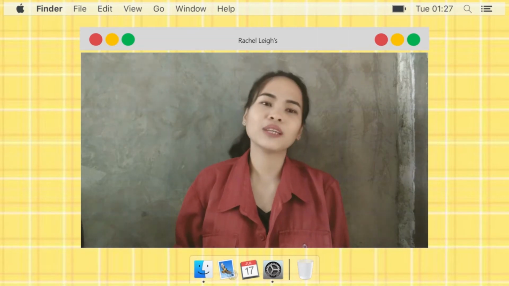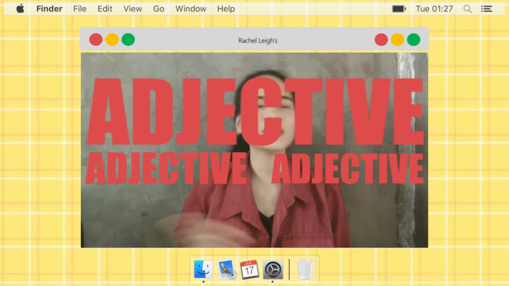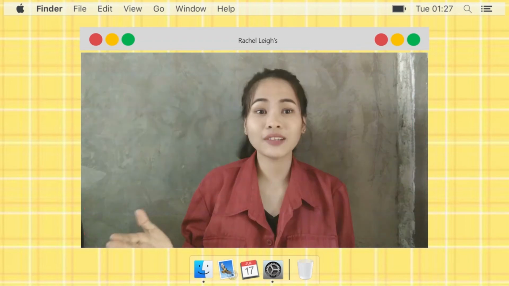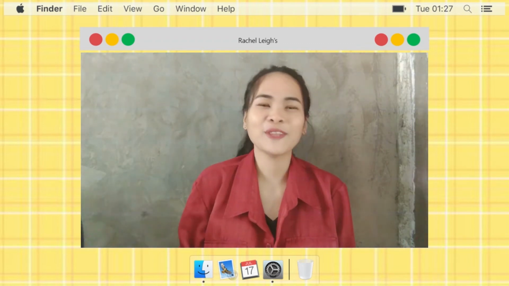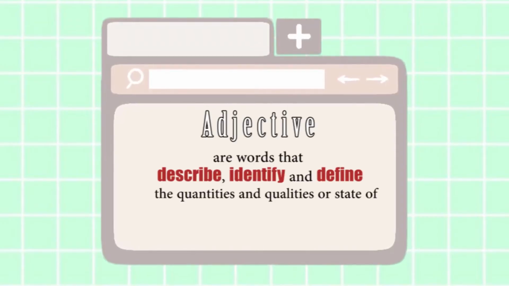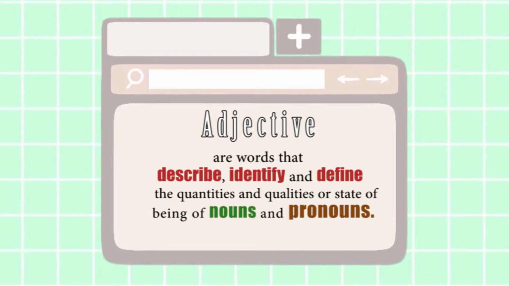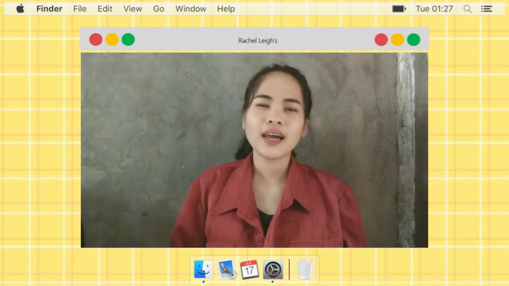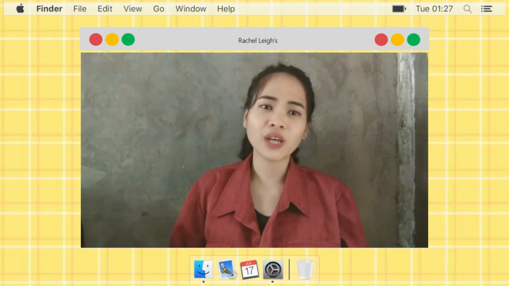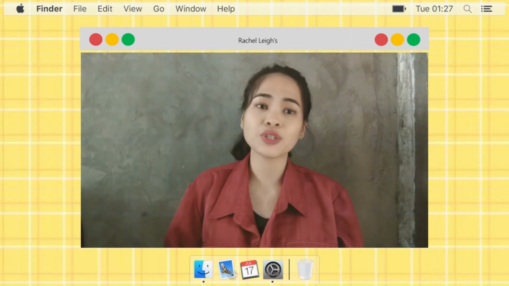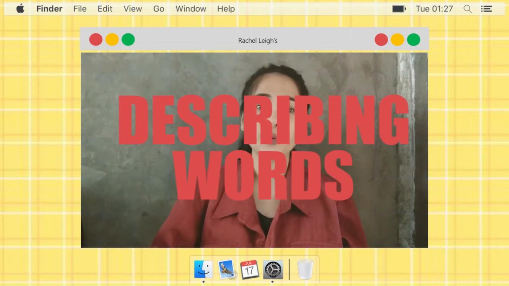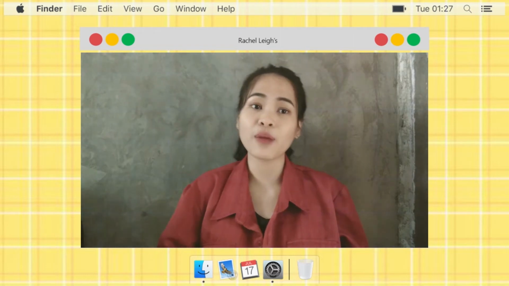You might always hear the word adjective without realizing that adjectives give spice not to your dish, but to your speech. In what sense? Because adjectives are words that describe, identify, and define the quantities and qualities or state of being of nouns and pronouns. So what does it mean? Adjectives tell us about nouns and pronouns, answering the questions which one, what kind, how many, and so on and so forth. It is known as describing words since it came from the word describe.